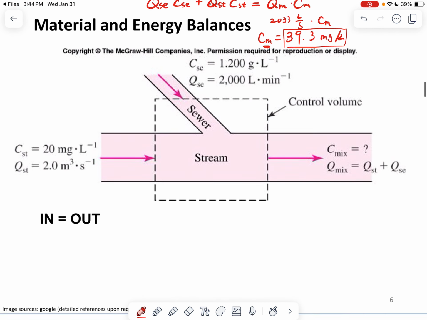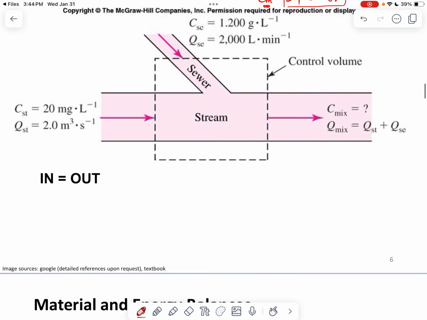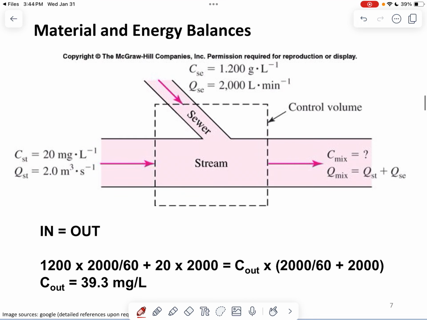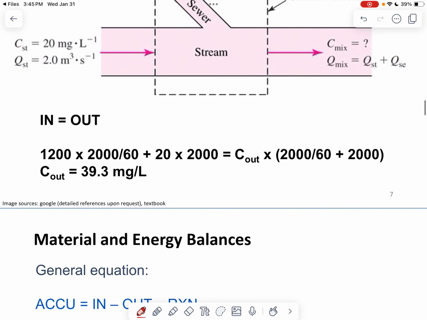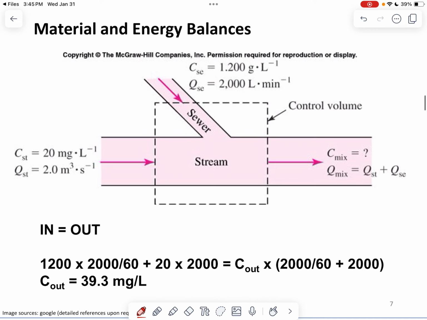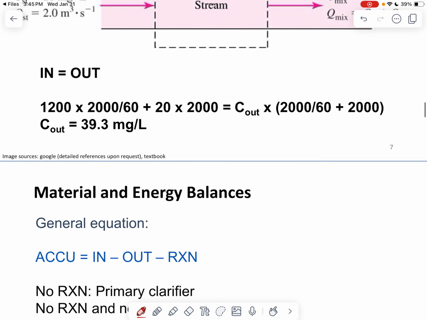So again, this is showing you how to draw the schematic diagram, right? And then to select this control volume here. And then if you plug in everything, you can find out that the final concentration of the salt after mixing is 39.3. Okay, so this is the condition where you don't have accumulation or reaction. So everything becomes quite simple, that you just have in equals out.